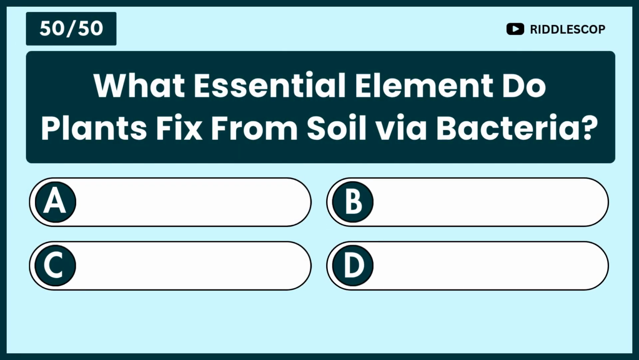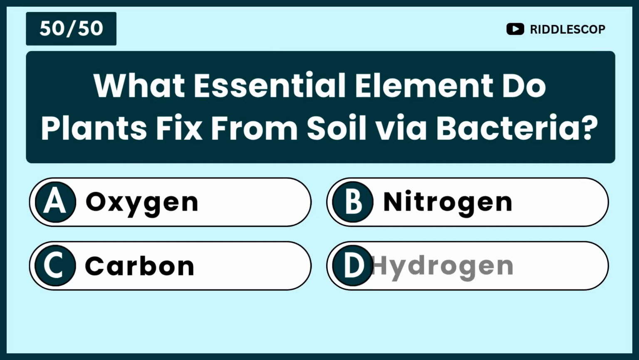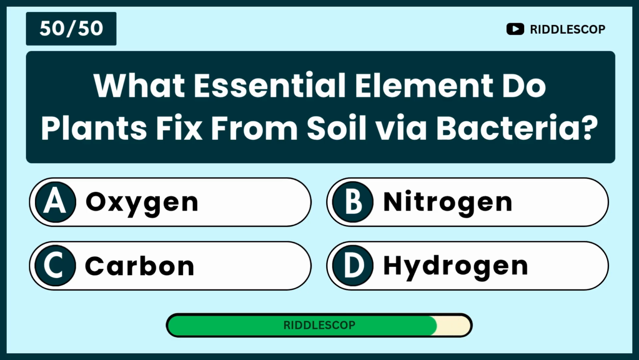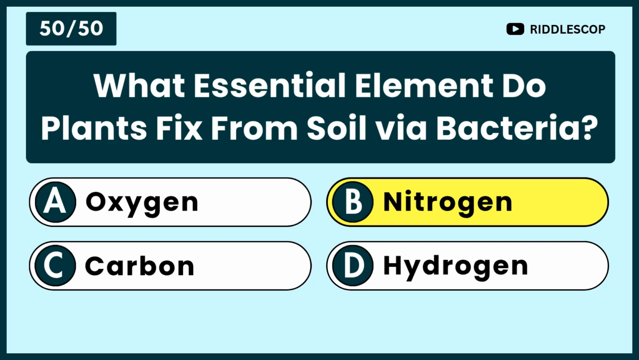What essential element do plants fix from soil via bacteria? Option B. Nitrogen.